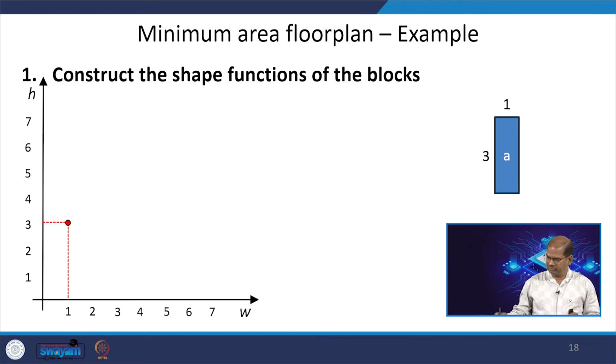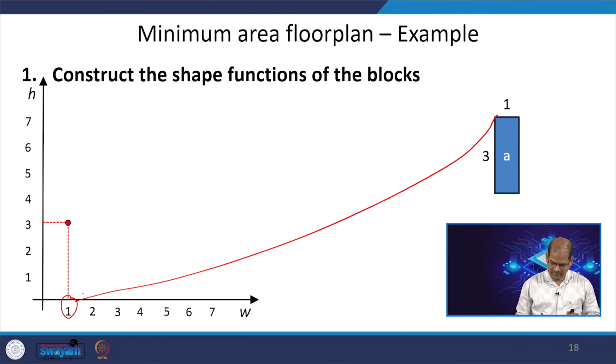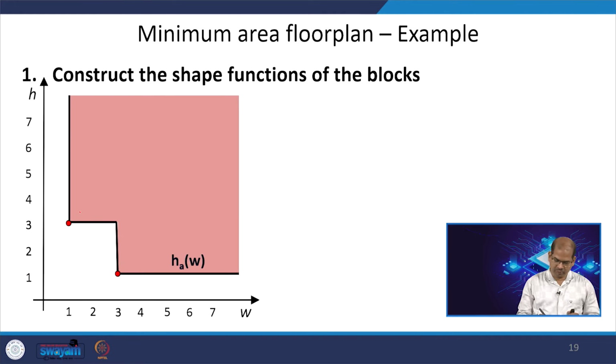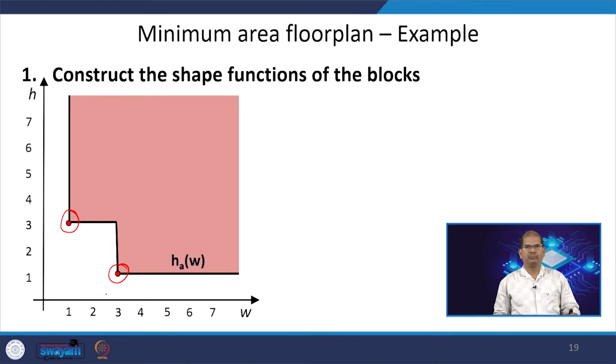If you look into this other orientation of the block, the width of the block is 1 here, which corresponds to this one. Then we have 3, which corresponds to this one. Now I got this point in my shape function. Now I have 2 discrete points in my shape function. So these are the 2 discrete points in the shape function of block A.